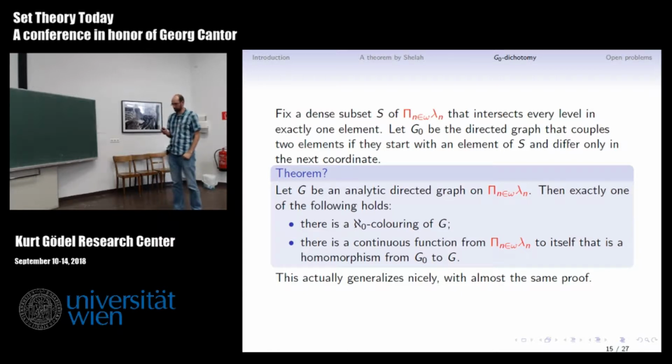So what is the theorem here? Let's find out. First we change the space. Okay, so is this a theorem? No, I don't think so. There is still this alpha 0 coloring.